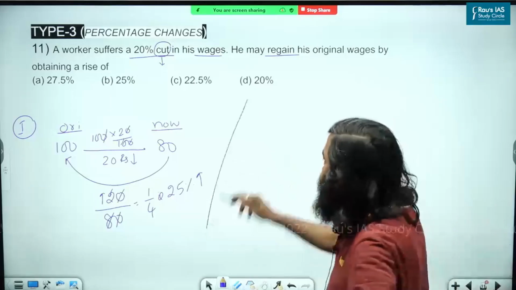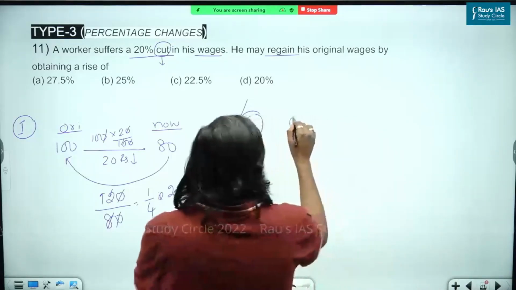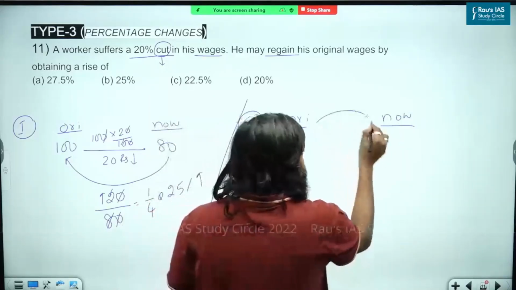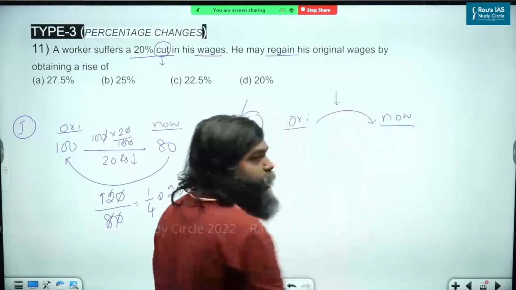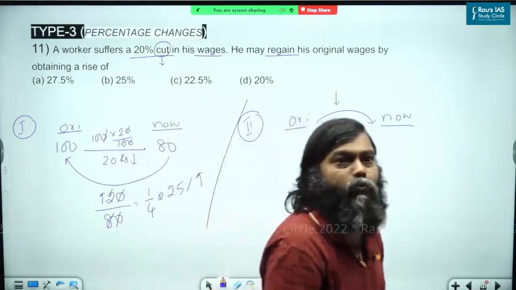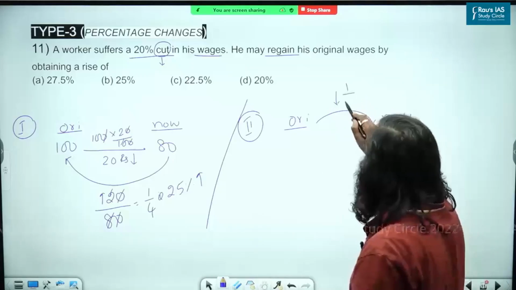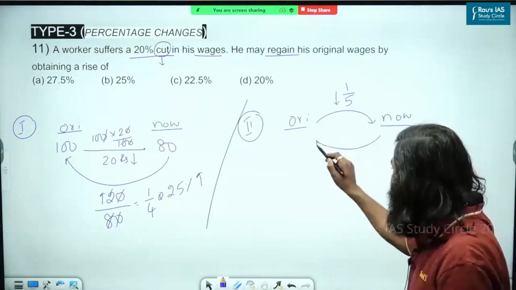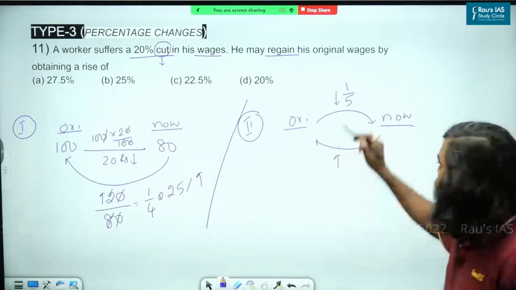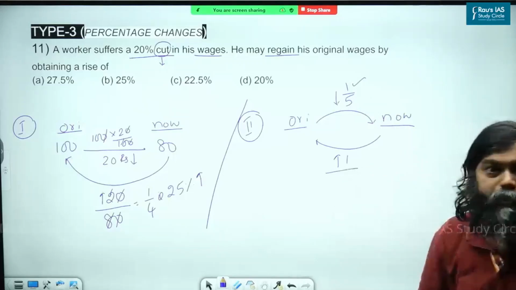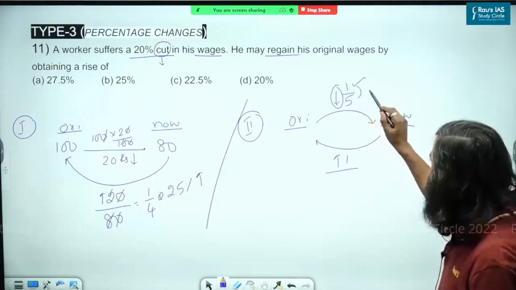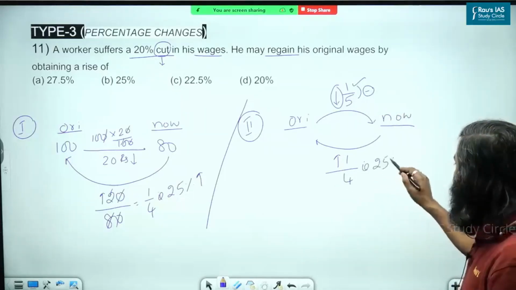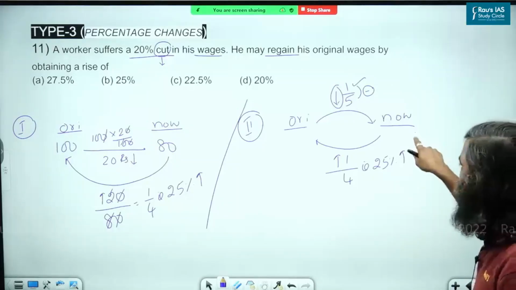Come to the second interpretation. Pay attention carefully. Compared to the original, what happened to your new income? It decreased by 20%. 20% as a fraction is 20 by 100, that is 1 by 5. So from here to here decreasing, from here to here increasing. Whatever the numerator, same numerator. The reference is decreasing, so take the difference between numerator and denominator, that is 4. That means you have to increase your present income by 25% to go back to the original income.